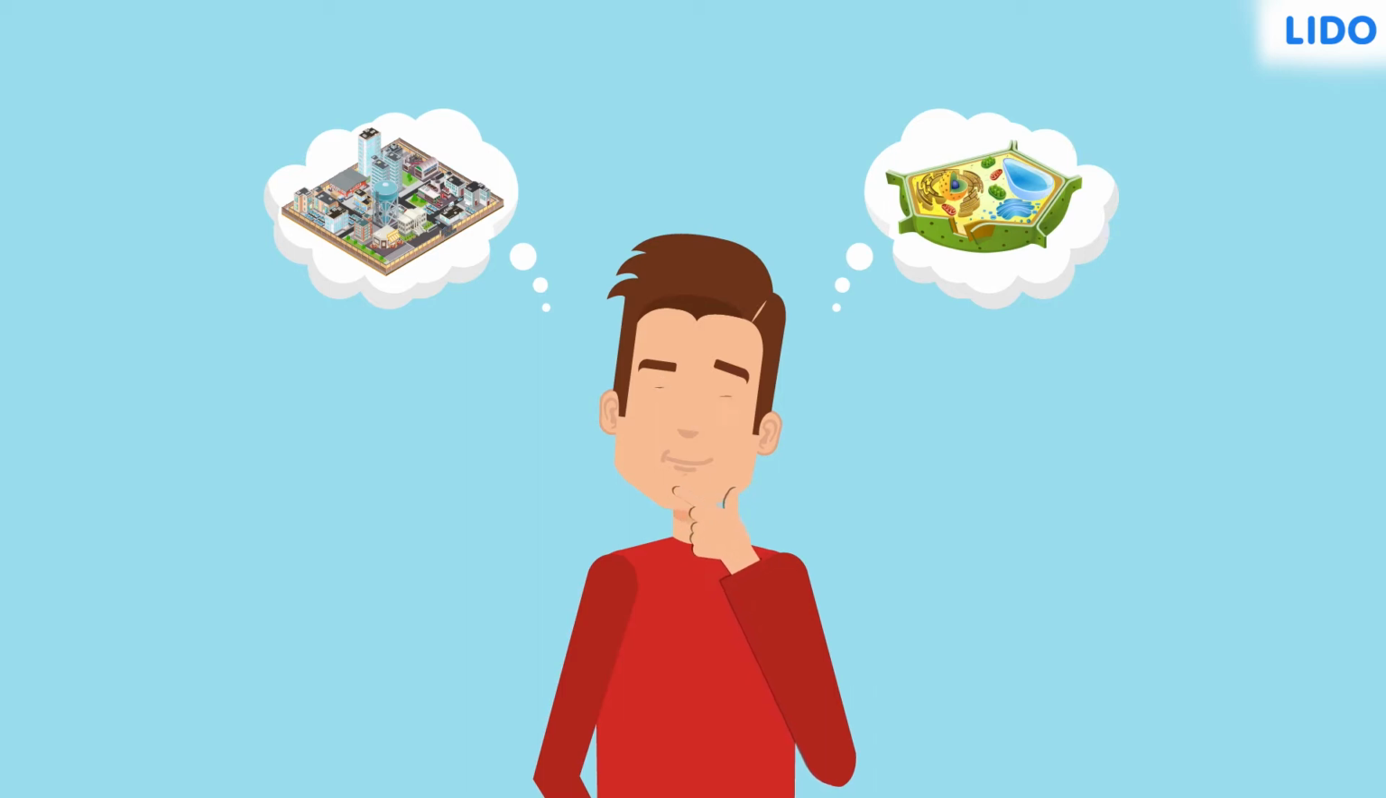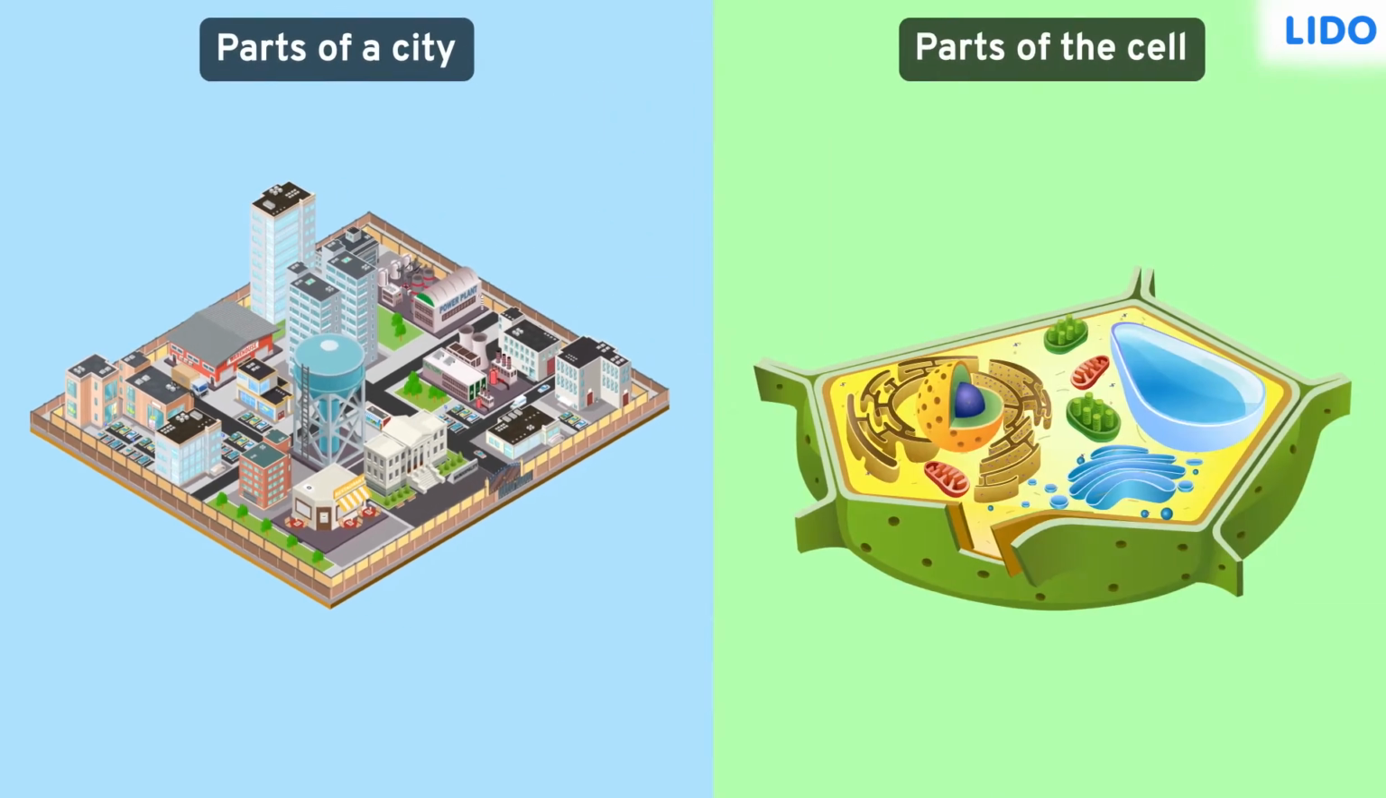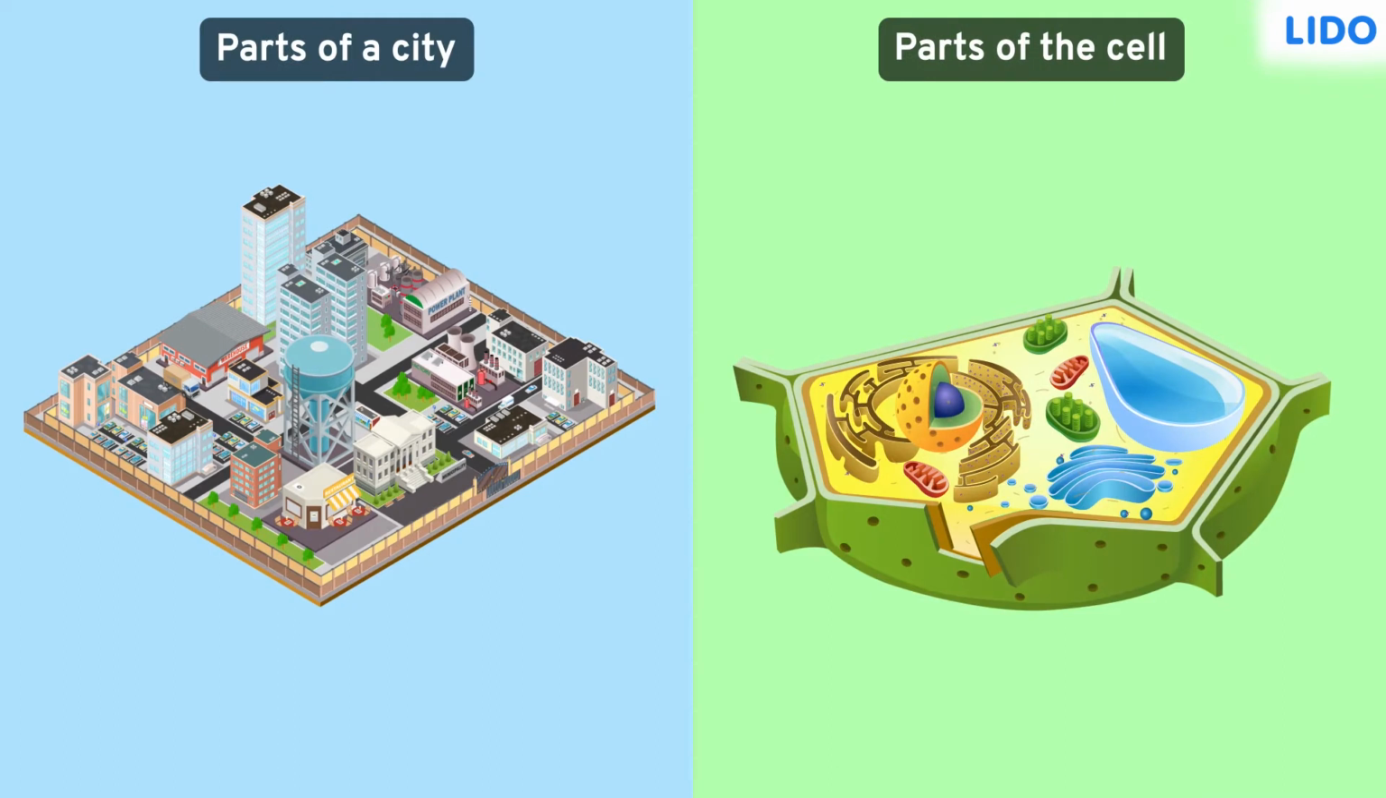Here's how. Rohan's city has a boundary that acts as a protective wall and separates it from other cities. Plant cells have something very similar to this. They have a rigid wall that protects them. We call this the cell wall.